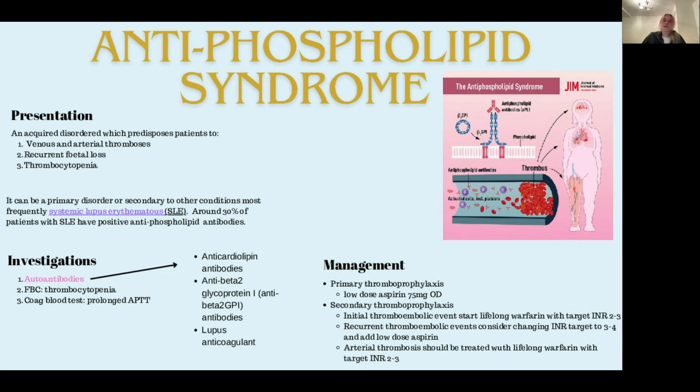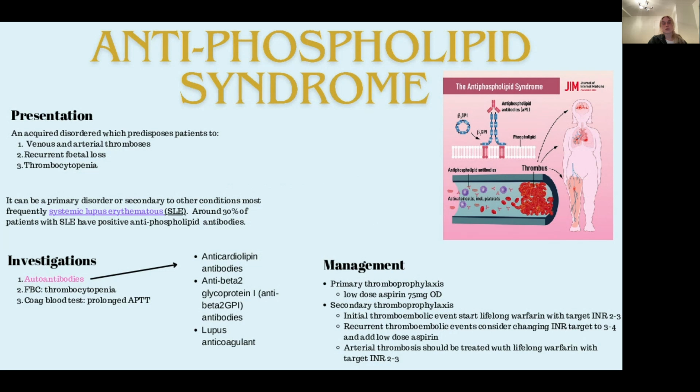So you can have antiphospholipid syndrome as a primary disorder, so they don't have any other conditions, or it can be secondary to other autoimmune conditions, and that is commonly associated with SLE. So around 30% of patients with SLE will also go on to develop antiphospholipid syndrome. So the autoantibodies that you can do to diagnose it are anticardiolipin, anti-beta-2 glycoprotein, and then your lupus anticoagulant.